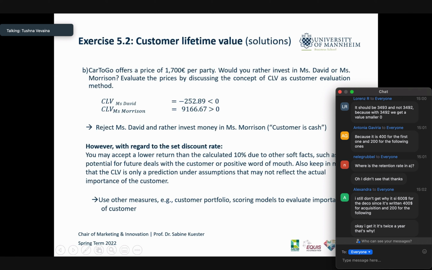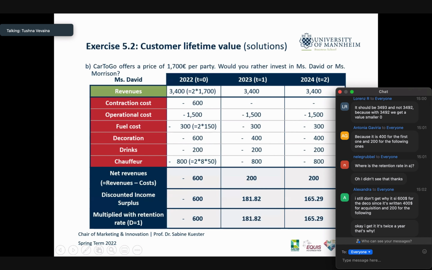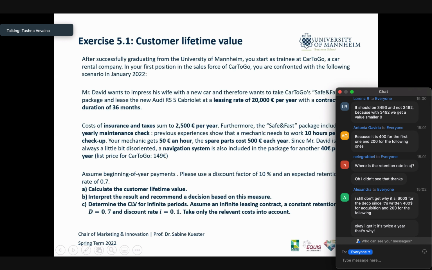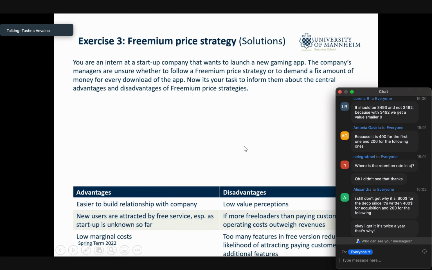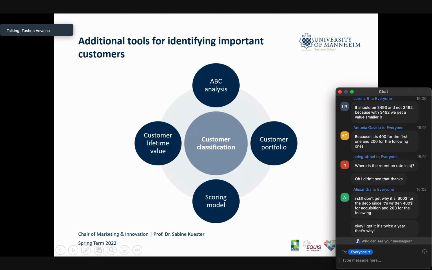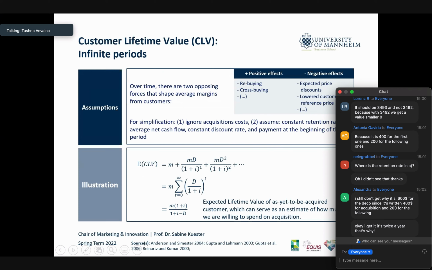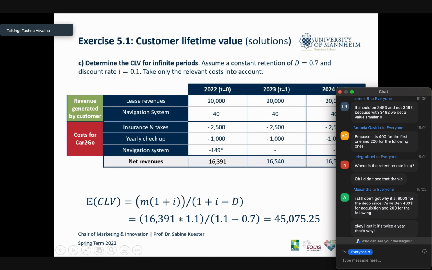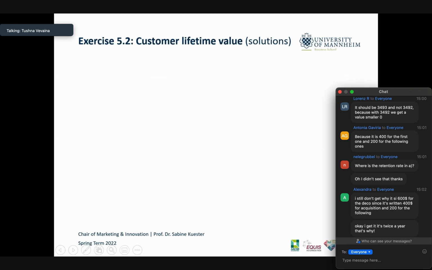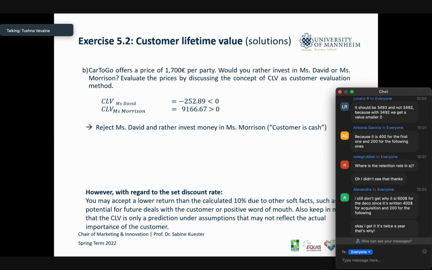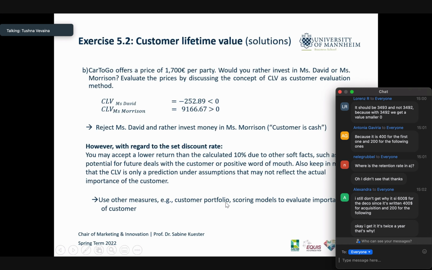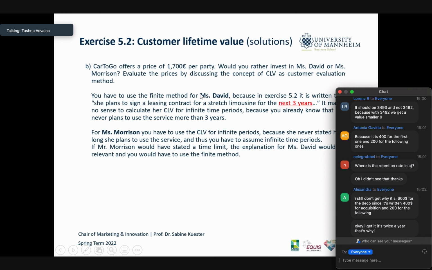And that's where we use the other methods that were shown earlier in the beginning, where I showed you all the theory, where you're using, for example, customer portfolio analysis scoring model to actually then kind of finalize whether you want to go for that customer or you don't want to go for that customer. And we expect this sort of an explanation for it as well. Use other measures, example scoring models, customer portfolio to evaluate the customer.